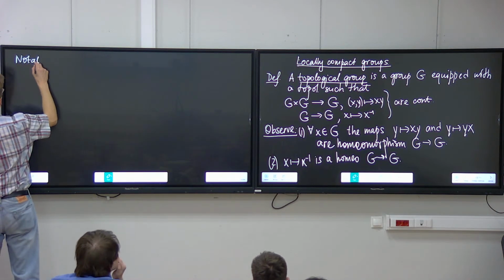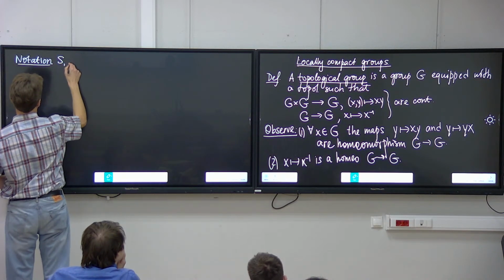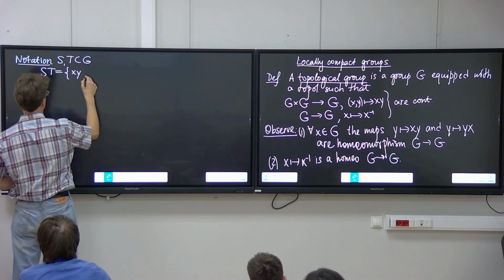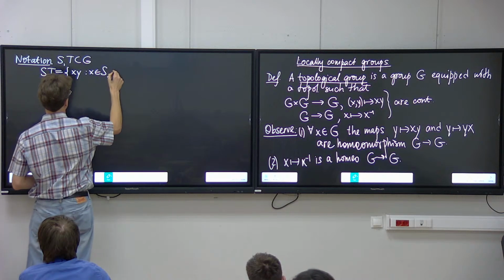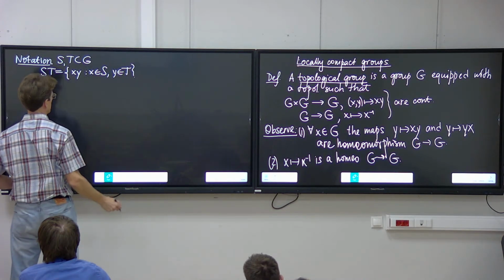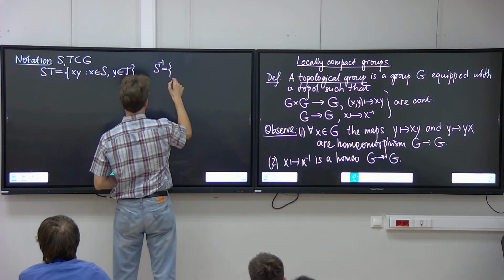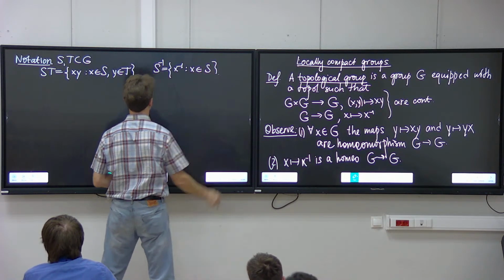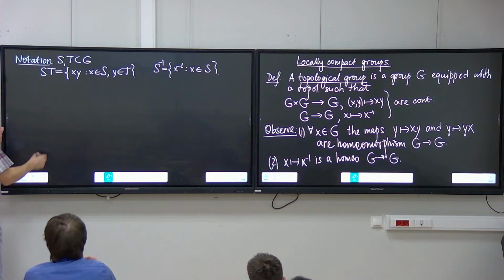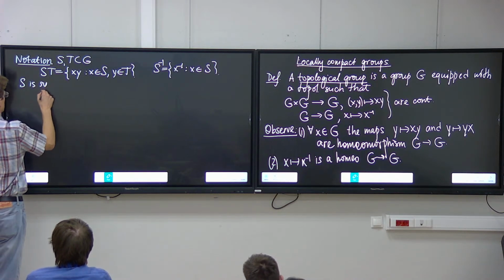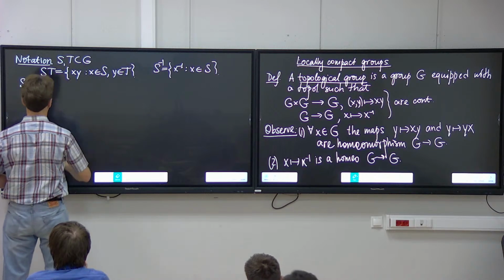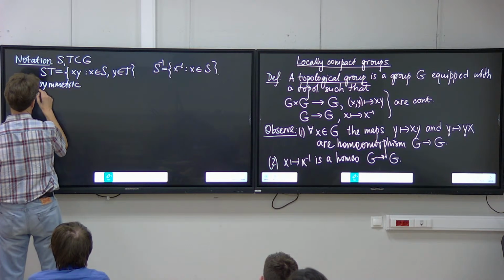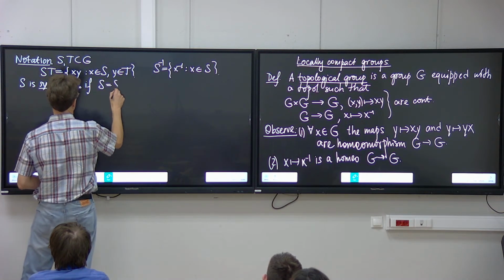If you have two subsets, let's introduce some notation. If you have two subsets S and T of G, we define the product ST to be the set of all products of the form xy, where x runs over S and y runs over T. And we denote by S inverse the set consisting of the inverses of all points in S. We say that a subset S is symmetric if S equals S inverse.